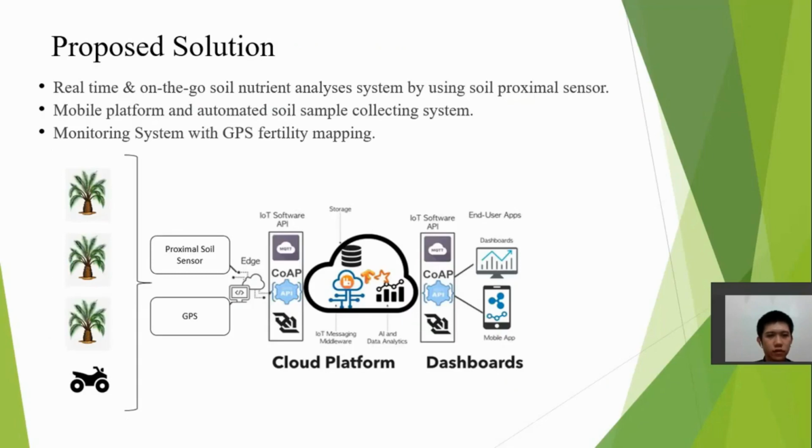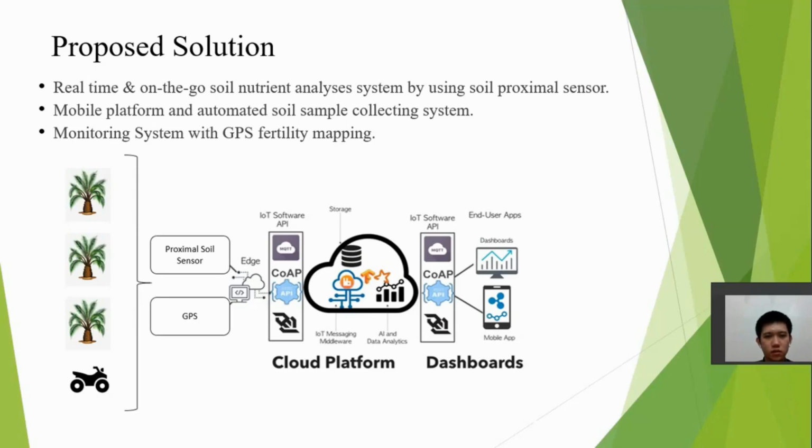So this is the solution that we have proposed. We have developed a real-time and on-the-go soil nutrient analysis system by using a soil proximal sensor. The real-time soil nutrient analysis system is able to get the soil nutrient analysis data in a short period. The mobile platform and automated soil sample collecting system have also been used to save human energy and time for the soil sampling task.